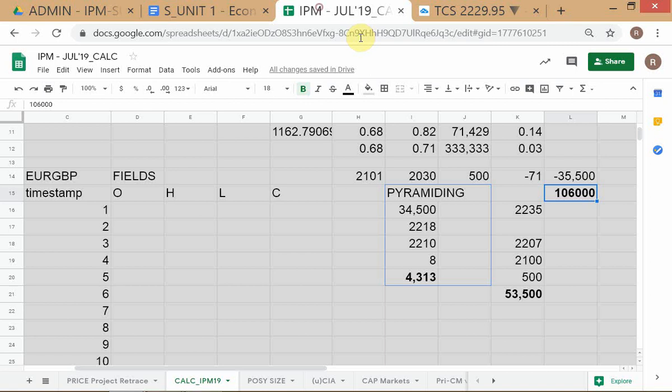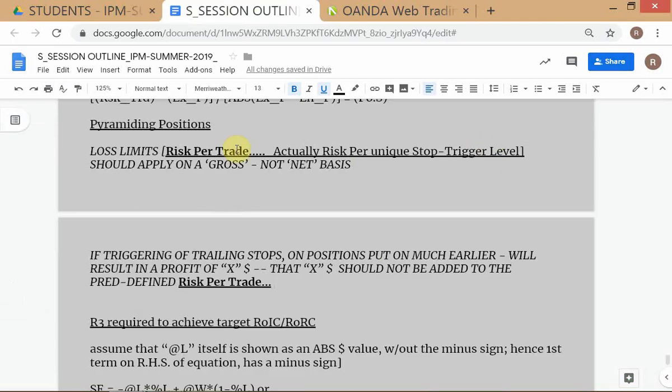Okay, so we can do it in two ways. This 106,000 should be calculated on a gross basis or a net basis. That's what I'm telling you. So the advice I'm giving you is, when pyramiding, you should take this 106,000, the risk per trade. That's what the language says here. What is the language saying? Loss limits, risk per trade, should apply on a gross basis, not on a net basis. Understand the language. Now, what do I mean by that?